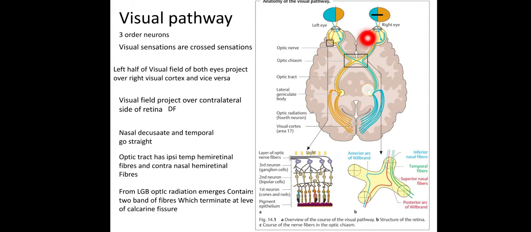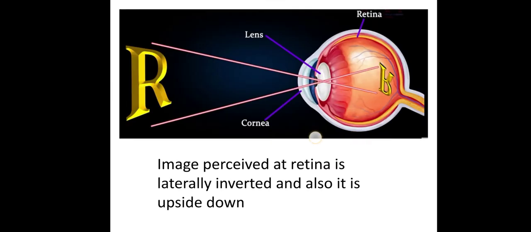Also, the upper half of the visual field will project over the lower half of the retina, and the lower half of the visual field will project over the upper part of the retina. All these facts are significant, because the image formed at the level of the retina is laterally inverted, and also upside down.